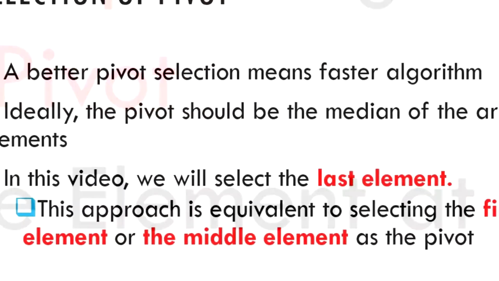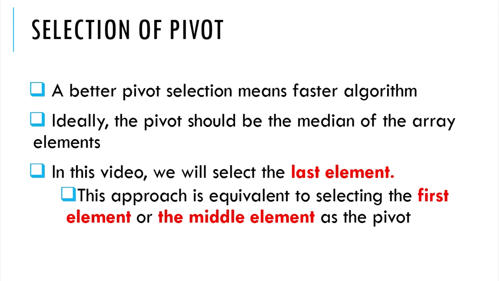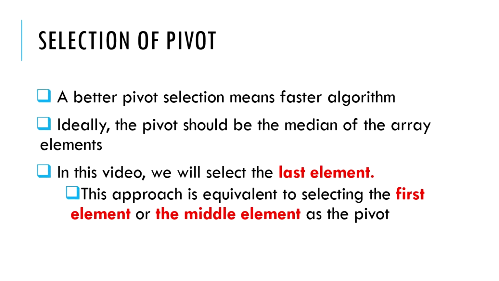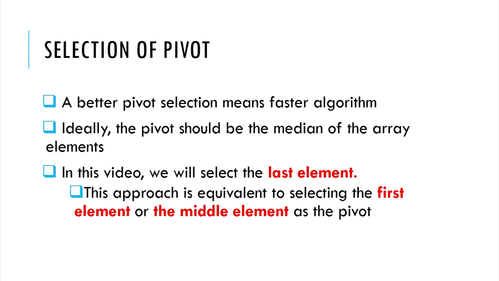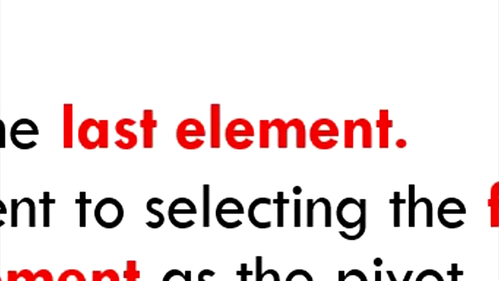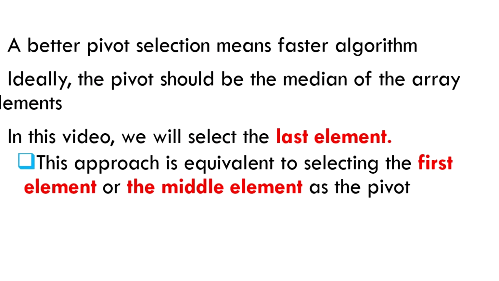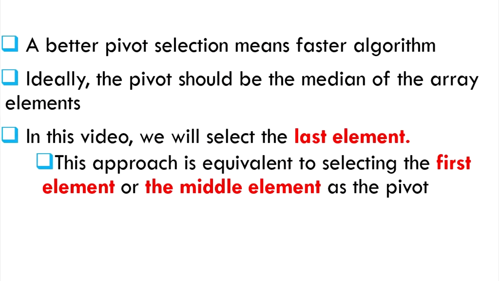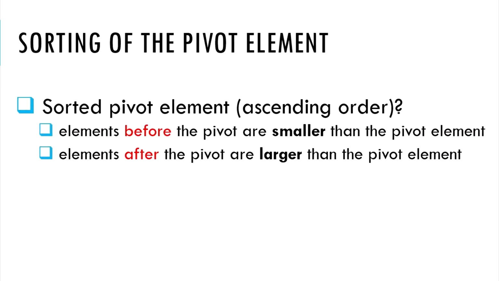Selection of pivot is integral to the algorithm because the speed of the algorithm depends upon this. For an ideal case, the pivot should be the median element. But how can we recognize the median element without sorting the array, right? So a simplistic approach is just to choose the last element in the array as the pivot. In this video, we will just use this approach. However, other approaches of selecting either the first element or the element at the middle is as good as this approach.